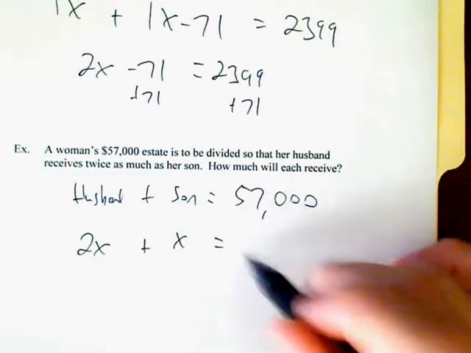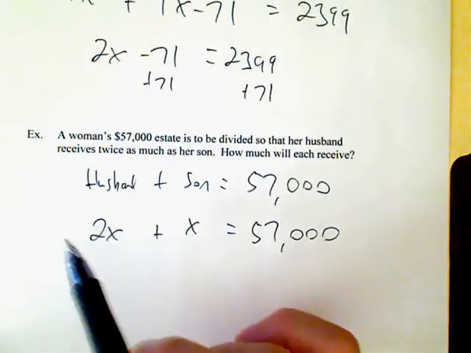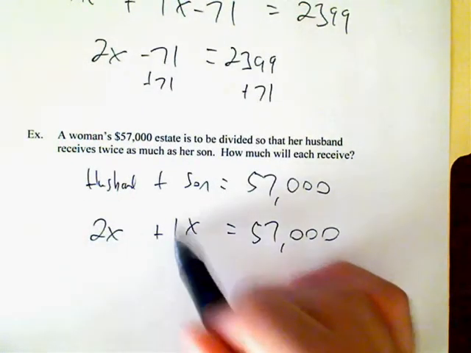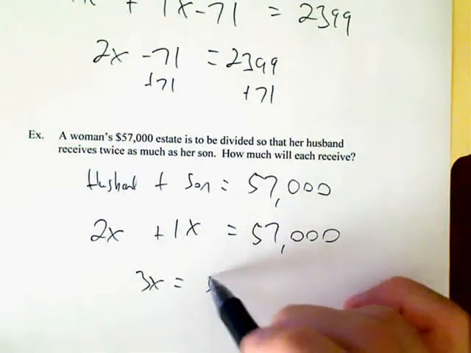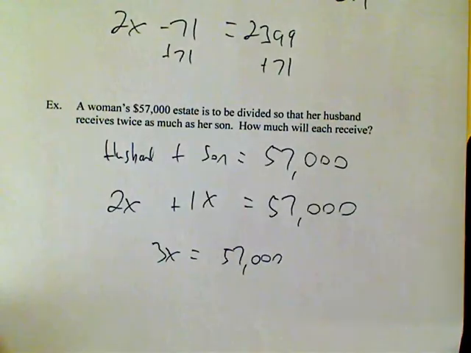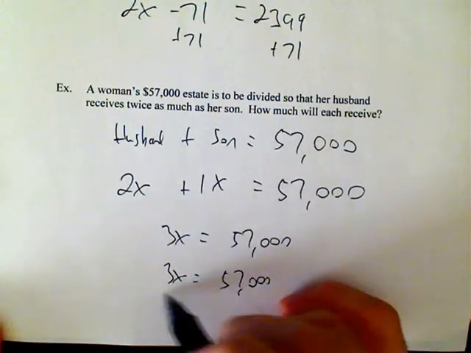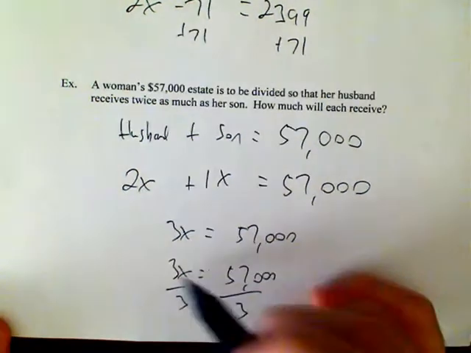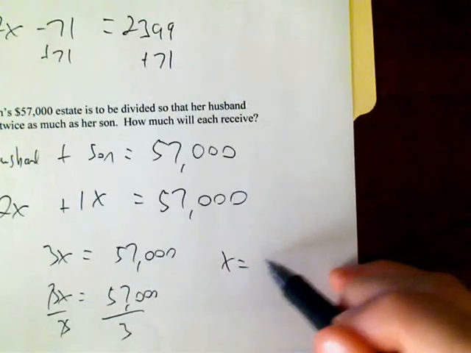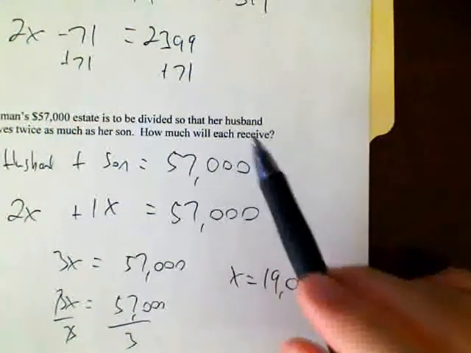So now when we add those two, the grand total is going to be $57,000. That's our equation. And what is 2x plus x, or 2x plus 1x? 3x. Bring down 57,000. We're going to solve for x by eliminating 3 by dividing by 3. And we end up with x equals 19,000.